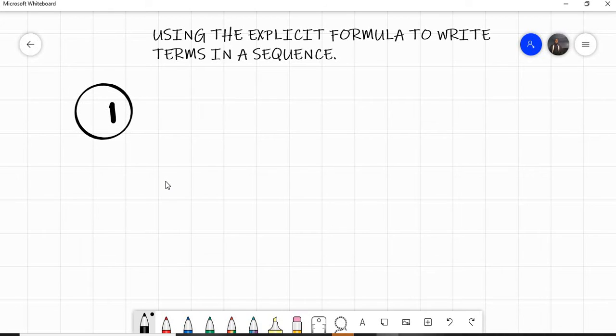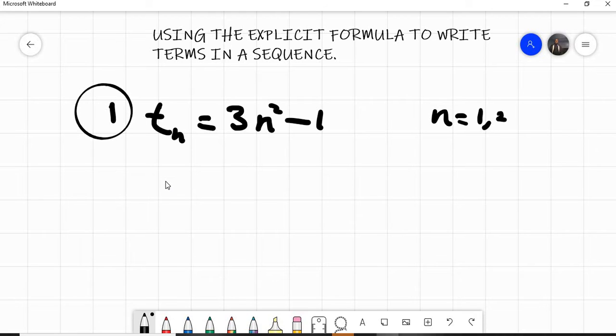We are given Tn, where Tn means the nth term, and n means the number of the term. Tn equals 3n squared minus 1. And then for n, we're going to write 1, 2, 3, 4, and 5. So we're going to write up to 5 for the day.